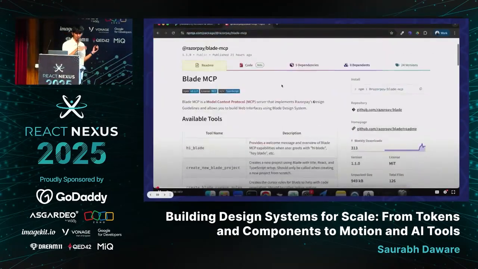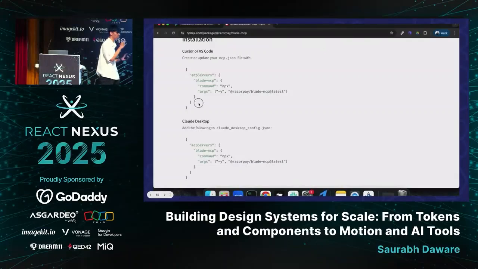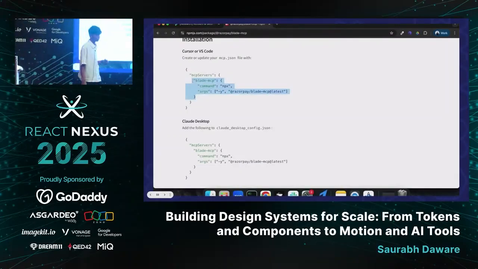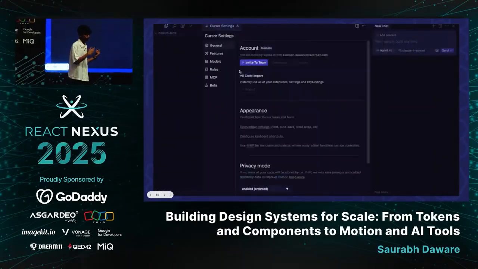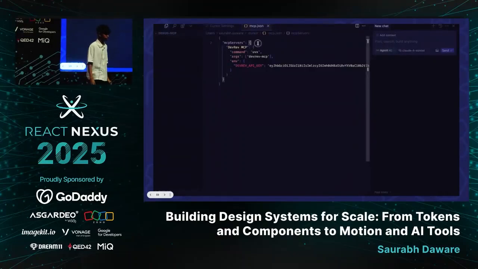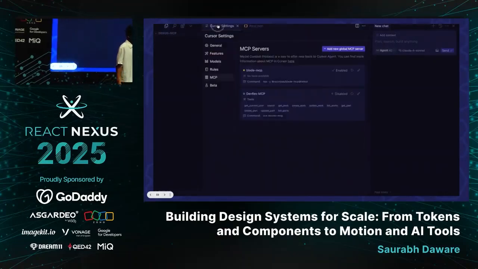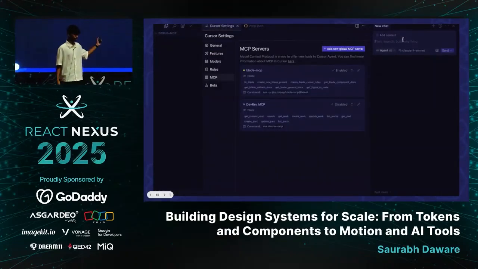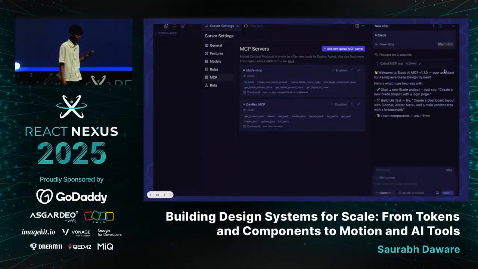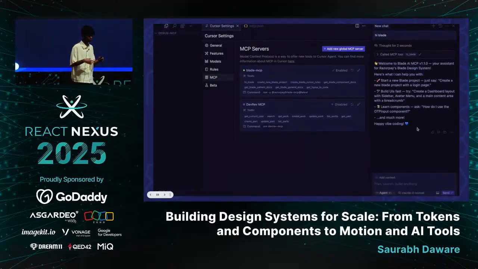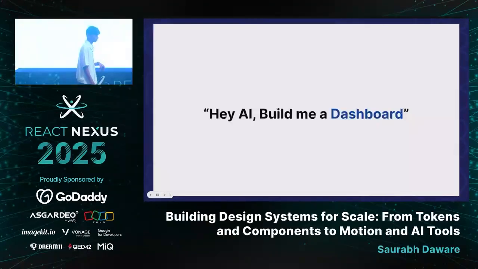So we have this Blade MCP. It's published as an NPM package. I can copy the MCP's configuration and put that in Cursor settings. I have this MCP installed now, and it's exposing different tools. This is just a hybrid tool that tells you what all MCP can do. Let's say I tell it, hey AI, build me a dashboard.